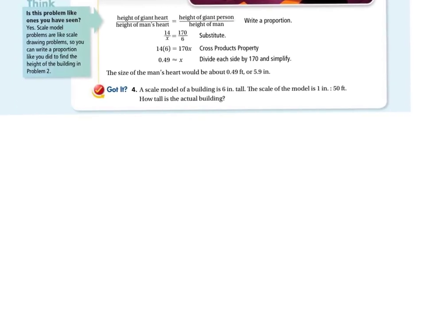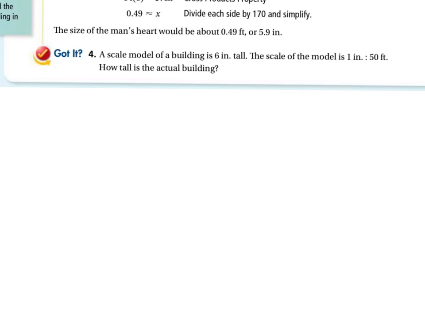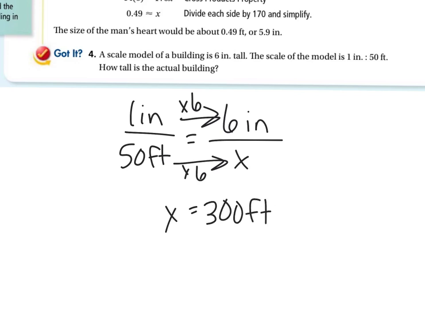So if we look at the guide at 4, again, if you want to start with the scale, you can. 1 inch is 50 feet. So the scale model of the building is 6 inches tall. How tall is the actual building? So check your units out here, and the 6 inches then would have to go on the top. I've got a nice pattern here. It is multiplying by 6. So this would be 300, which means 300 feet.